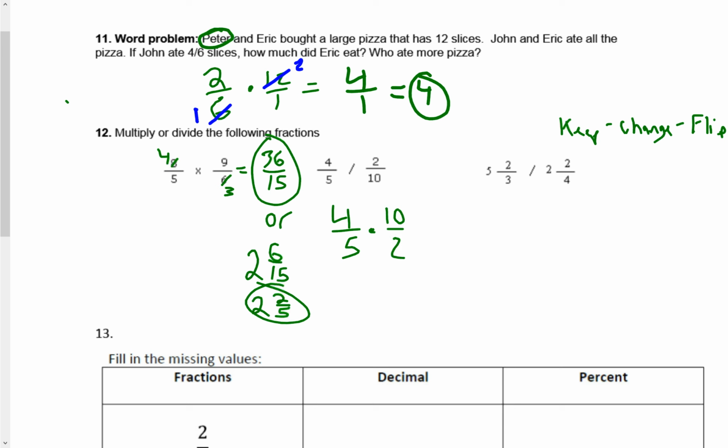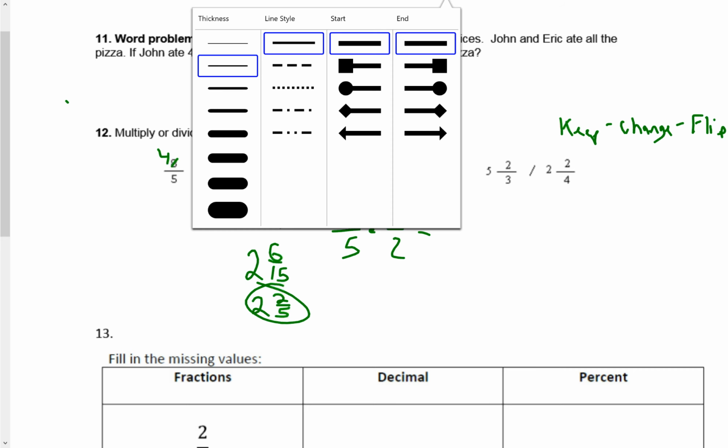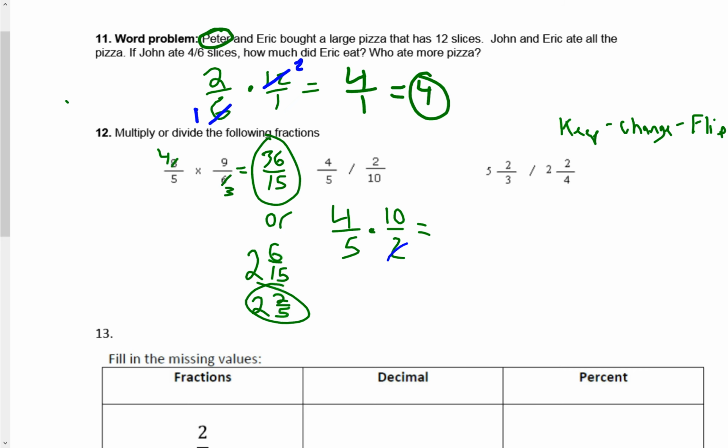Now with our tricks of multiplying, we can multiply straight across. We can reduce though. Divide both these by 2. We get 1, we get 2. Divide both these by 5. We get 1, we get 2. And for this one, we also get 4 over 1, kind of like number 11. 2 times 2 is 4 over 1, or just 4.